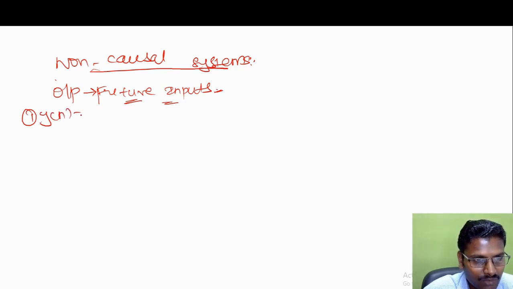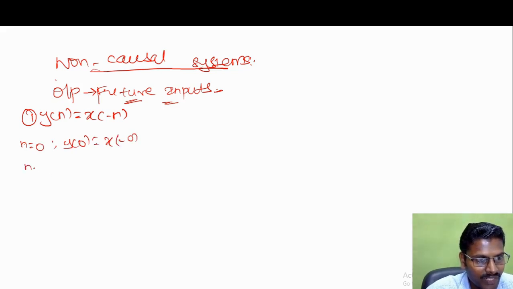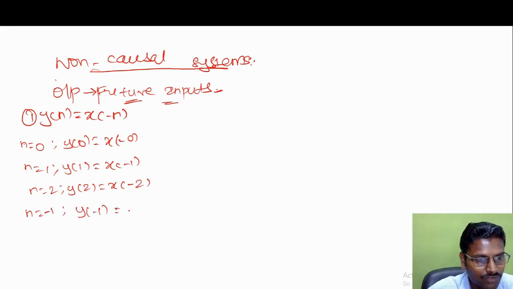So y of n is equal to x of minus n, right? This is the given system. Again I am going to substitute positive and negative values for n to find the type of system. Let me substitute n is equal to 0: y of 0 is equal to x of minus 0. When n is equal to 1, y of 1 is equal to x of minus 1. When n is equal to 2, y of 2 is equal to x of minus 2. Now let me substitute negative values for n. When n is equal to minus 1, y of minus 1 is equal to x of minus of minus 1, so the equation will become y of minus 1 is equal to x of 1.